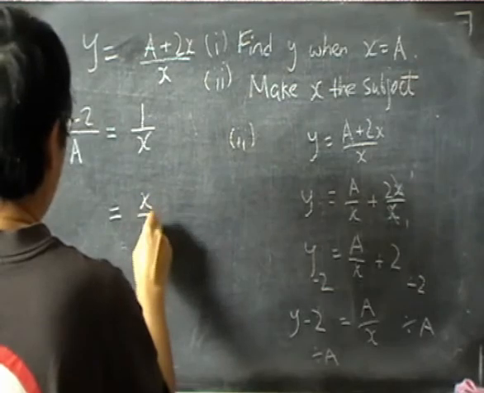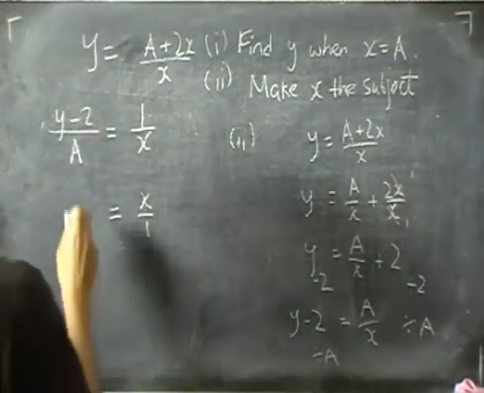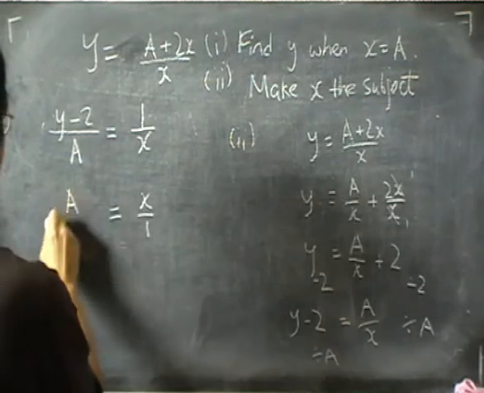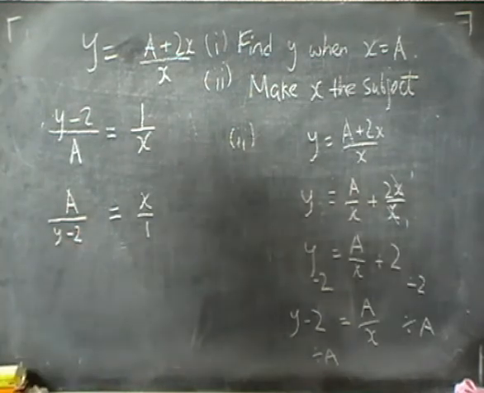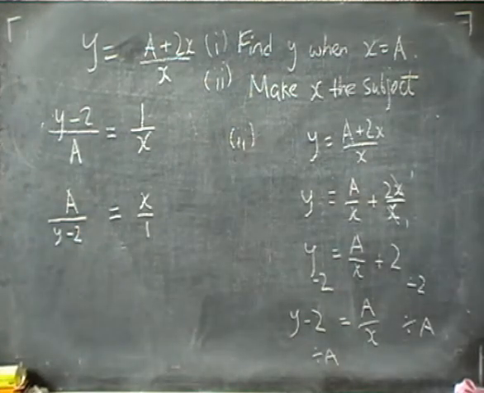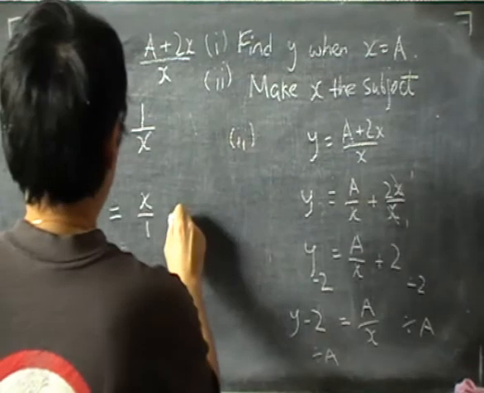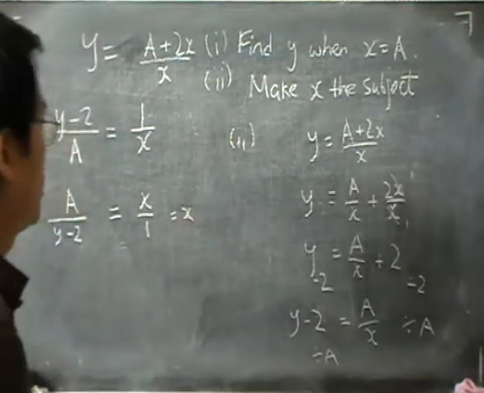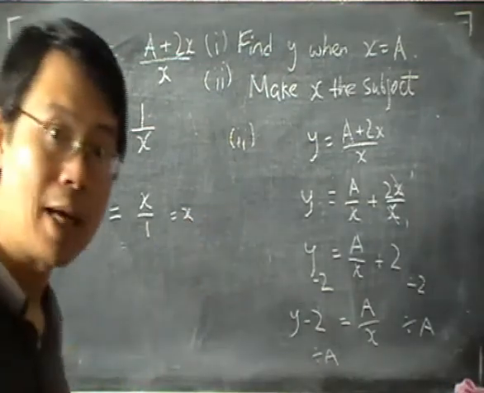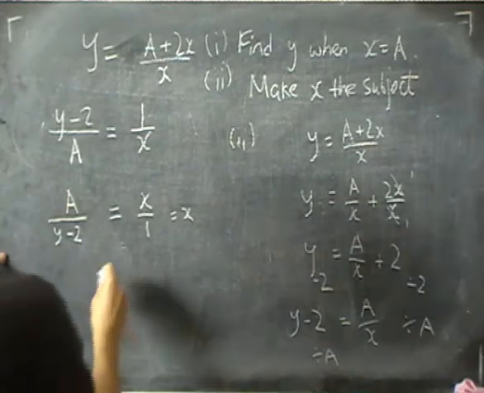So this is x over 1. If I turn this upside down, I must do the same to the other side: a over y minus 2. Right, so now x over 1 is just x itself. Alright, this is just x. So now I have the answer. I have made x the subject, and x is equal to a over y minus 2.